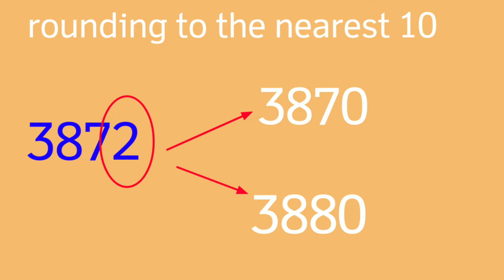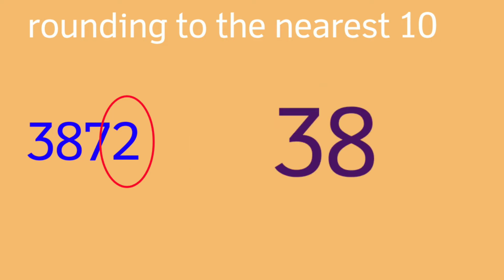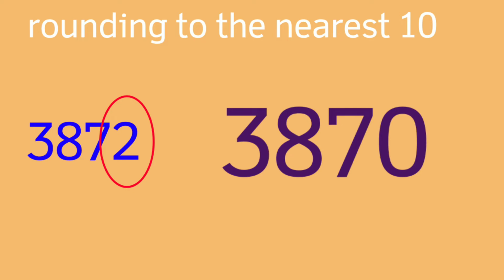Yes, it is 3,870. Rule number 2 states that if the number you are rounding ends with 0, 1, 2, 3, 4, or less than 5, round the number down. We are rounding 3,872 to the nearest tens, and 2 is less than 5, so the answer is 3,870.